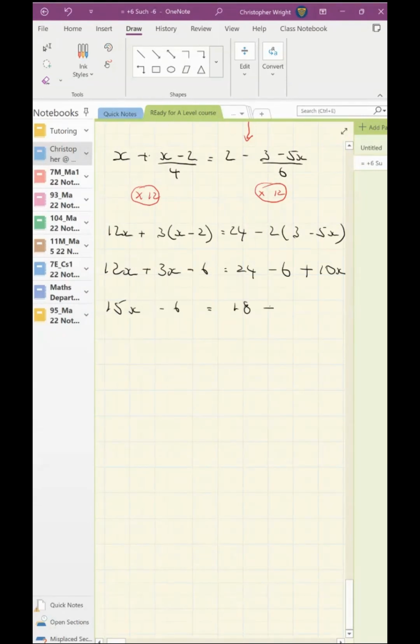Tidy up both sides. 18 plus 10x. Which side has the least x's? The right-hand side. Minus 10x from both sides. Okay, add 6 to both sides. So x is 24 over 5, or alternatively 4 4/5, or alternatively 4.8.